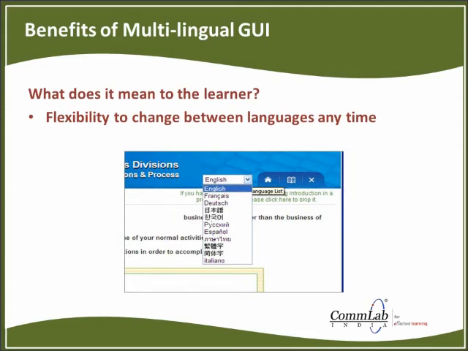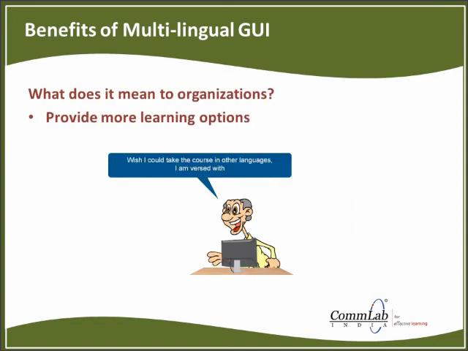Learners can choose the language that best caters to their needs. Suppose, as a learner, I start taking an e-learning course in English. Halfway through the course, I feel certain portions can be better understood if the content is in my native language. I can switch over to my native language right at that point on the screen without having to re-log into the course or register for the course in my native language. Simple, is it not? What does it mean to organizations as a whole?